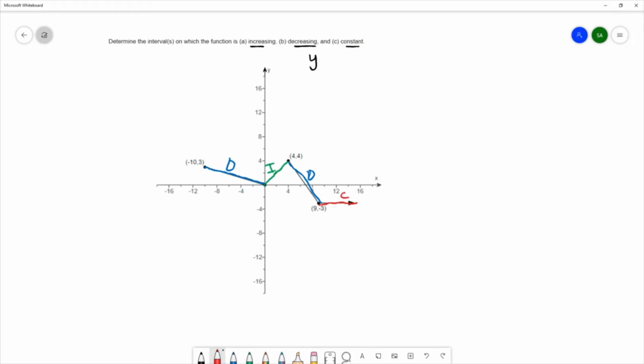Now, when we're asked to determine the intervals on which the function is increasing, decreasing, and constant, we're wanting to write down the intervals of x. We use the x-axis as our kind of map, our way to describe directions on where to look. And so when we write down the intervals, we're going to write down the x intervals for which the graph is either decreasing, increasing, or constant.